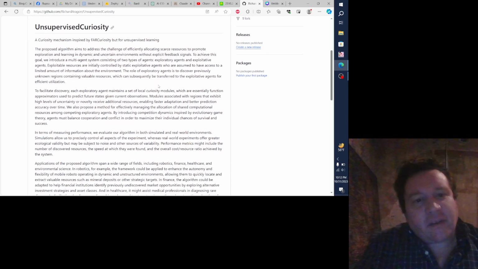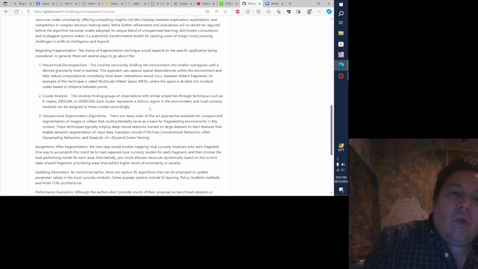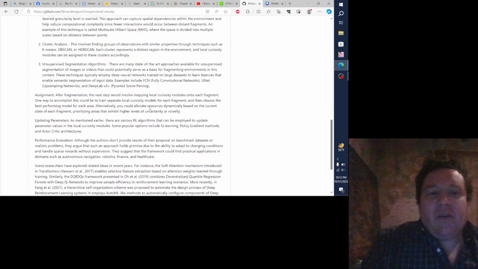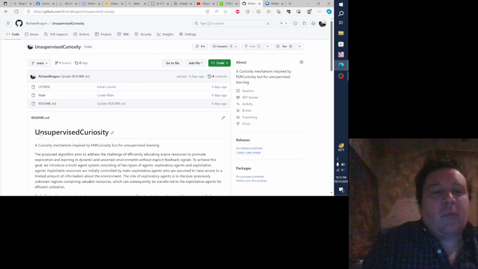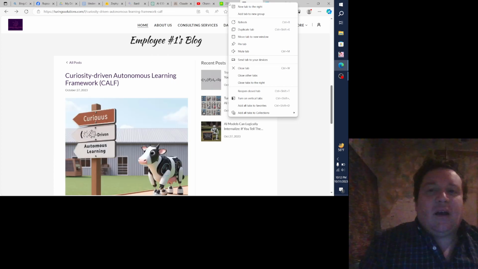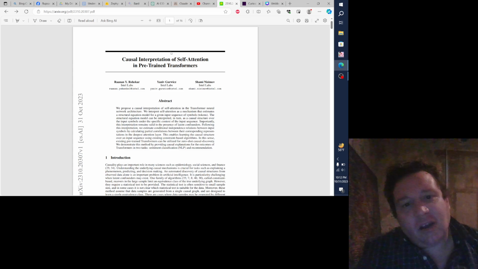So again, I'm building off of research here too, right? I'm building off of a lot of visual research, which again brings up that name, being honest with it. What I lay out in my paper here is very similar in a lot of ways to the Intel research paper: my paper is about unsupervised curiosity, or CAF, and the Intel research paper is about causal interpretation of self-attention in pre-trained transformers.